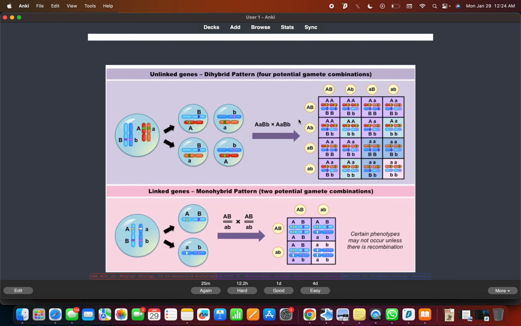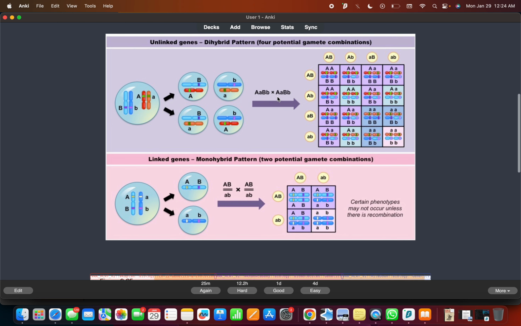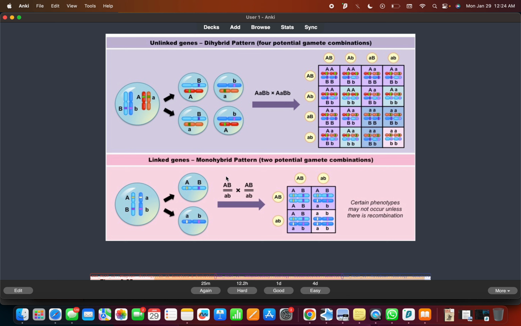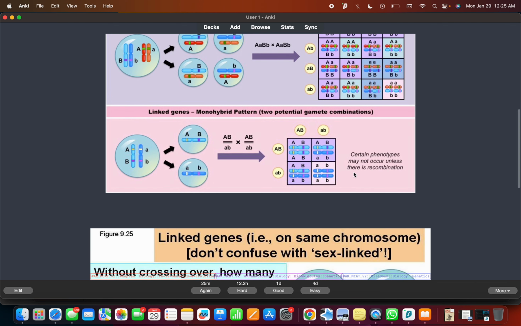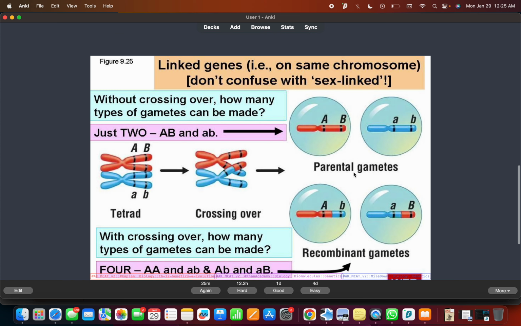Unlinked genes show a dihybrid pattern, with 4 potential gamete combinations. Linked genes show a monohybrid pattern, so there are 2 potential gamete combinations. You get the 9, 3, 3, 1 ratio for the dihybrid. For linked genes, certain phenotypes may not occur unless there is recombination.